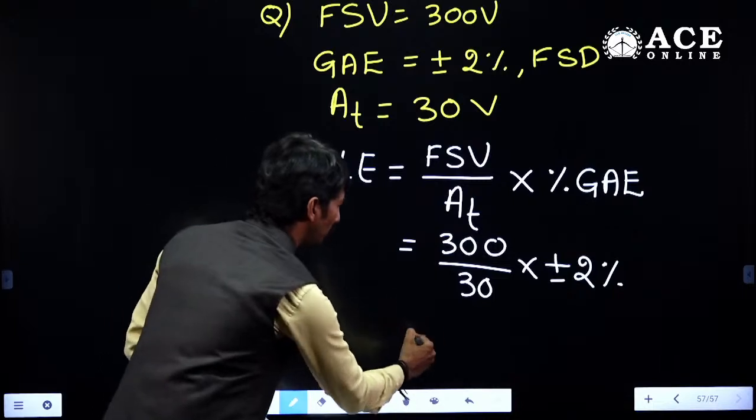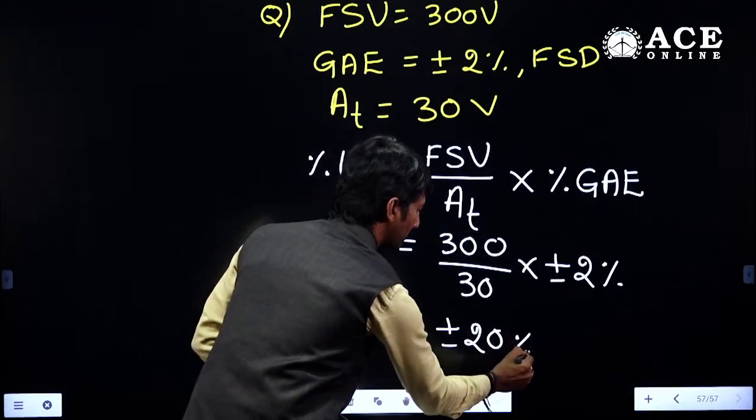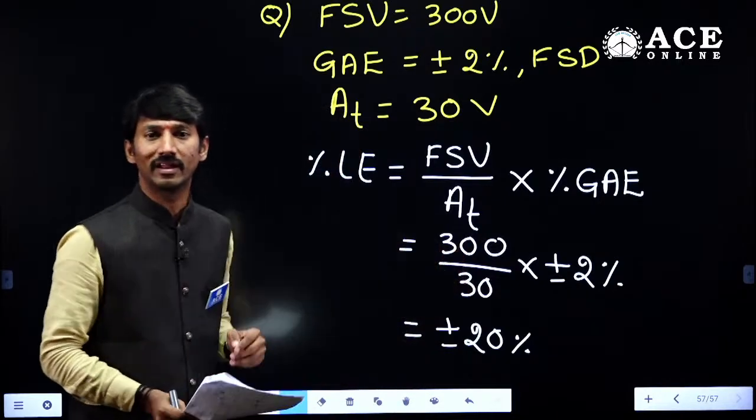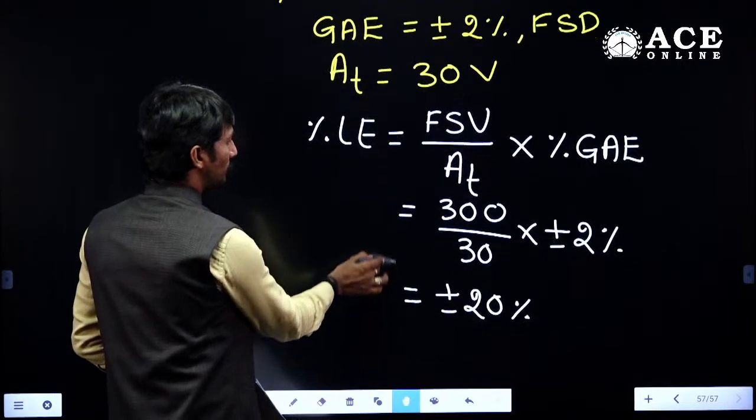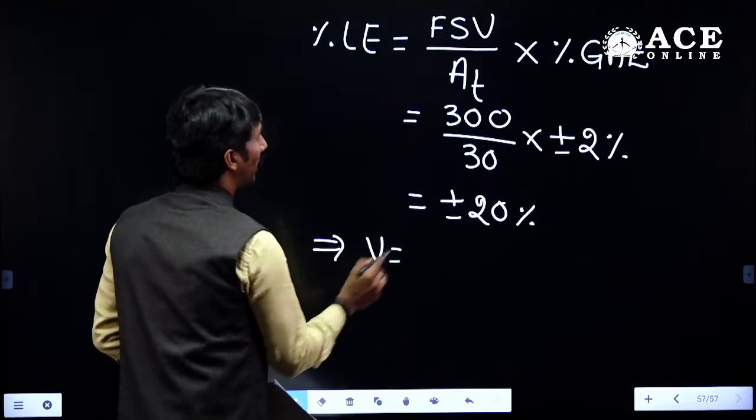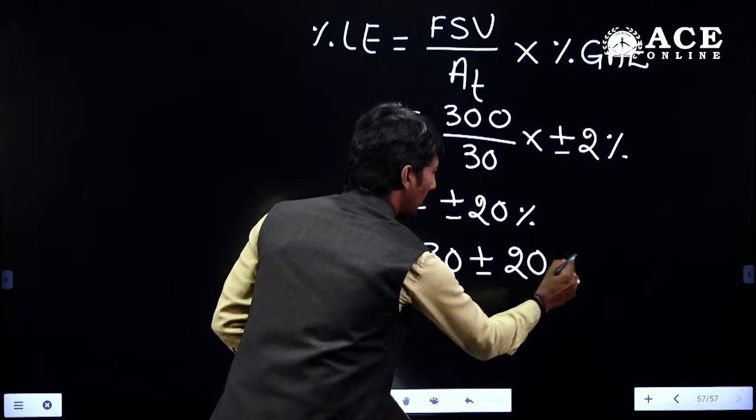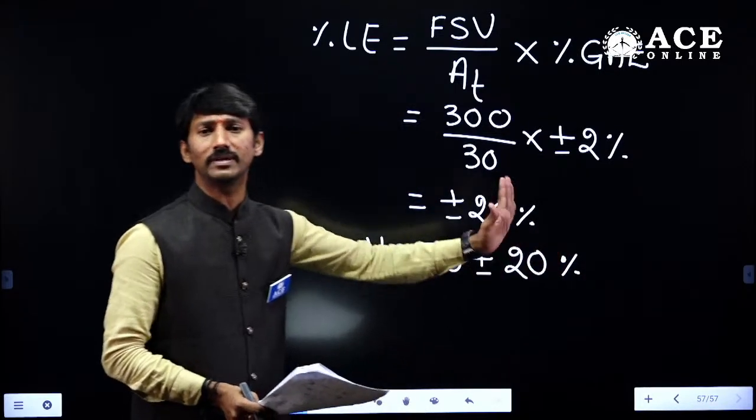So therefore, if you are simplifying this, you will be getting plus or minus 20%. But in this question, he is not asking percentage limiting error. He is asking the range of the value. That's why what we can write now here, the voltage value, true value they have given as 30 plus or minus error. We have got 20%. So 30 plus or minus 20% is the answer.